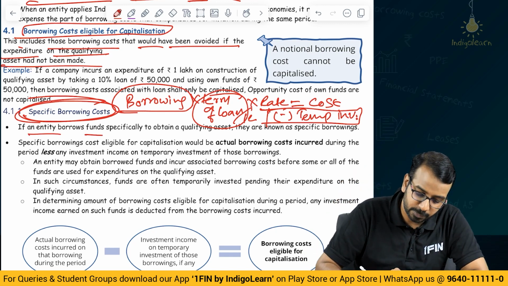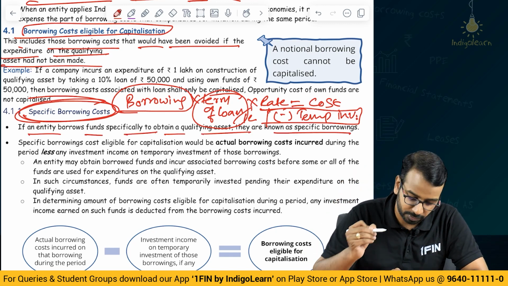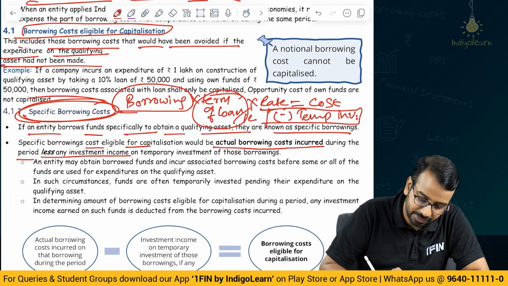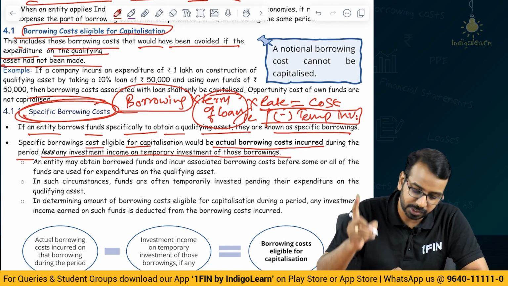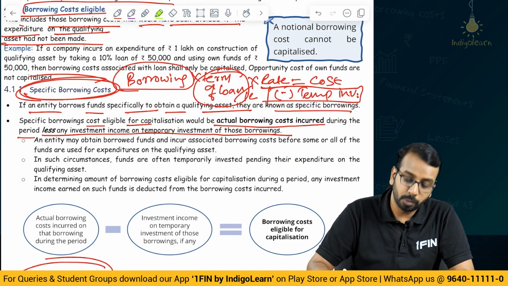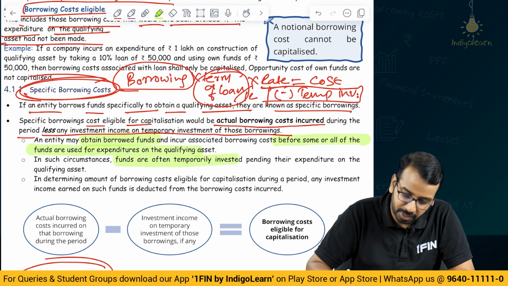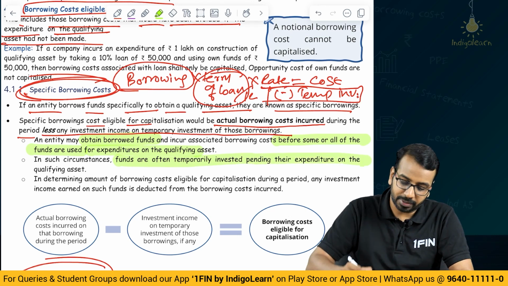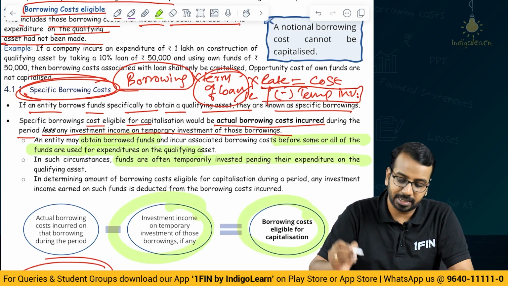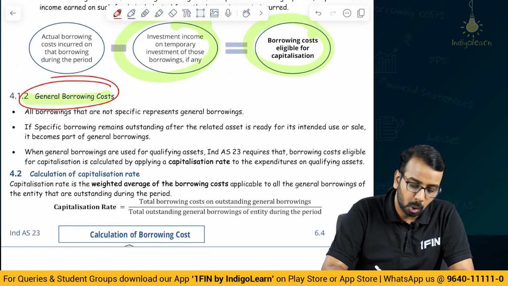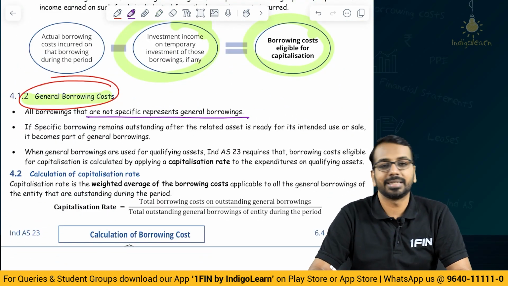So if the entity borrows funds specifically to obtain a qualifying asset, they are specific borrowings. Specific borrowing cost eligible for capitalization would be the actual borrowing cost incurred during the period less any investment income on temporary investment of this borrowing. Okay. So if you have obtained borrowed funds before some or all of the funds are used for expenditure, then the funds are temporarily invested pending their expenditure. So whatever income you get here, that you will reduce, and the balance is the borrowing cost eligible for capitalization. Then what are general borrowing costs? All the borrowings which are not specific borrowings are general borrowing costs.